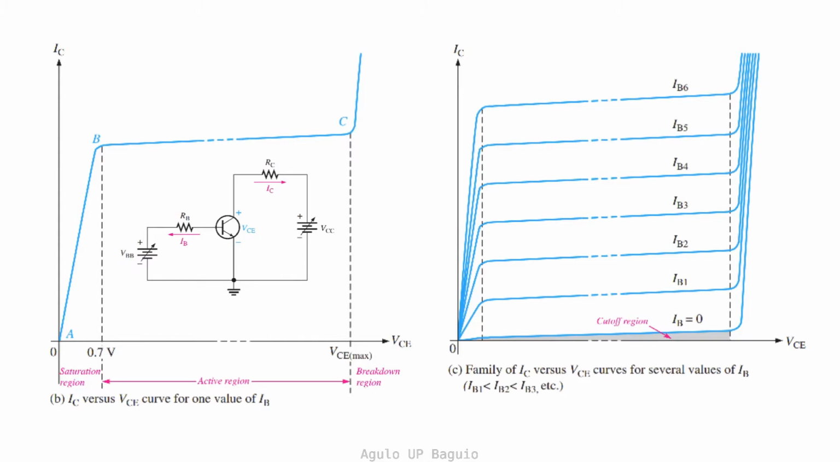When VBB is not equal to 0, IB is also not equal to 0.